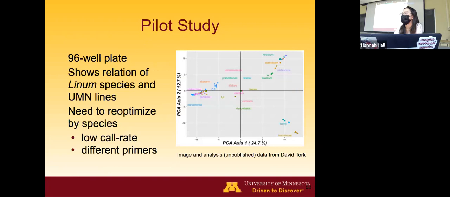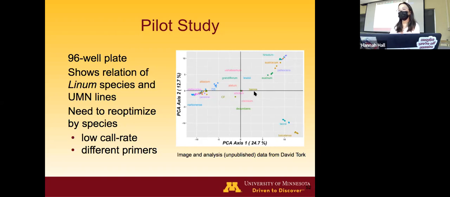So the master's student before me has already conducted a pilot study on the tissue samples he was able to collect. And so they sent in a 96 well plate that shows the relation of Linum species and our lines here at the U. And we've learned that we need to re-optimize by species due to low call rates. And so we'll be dividing up our plates based off of species and sending those in to test for different primers. And so the image off to the right shows the relatedness of the different flax species to each other.